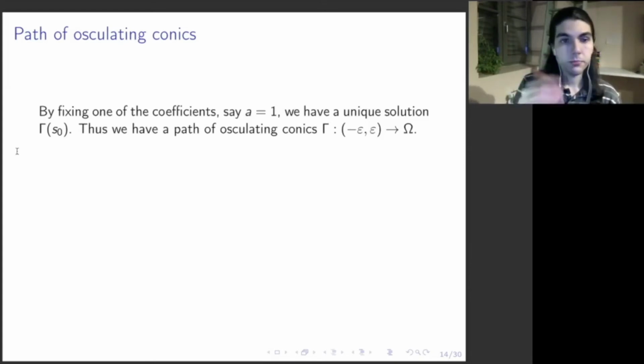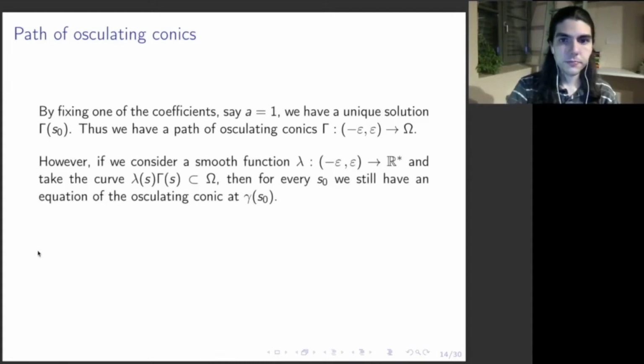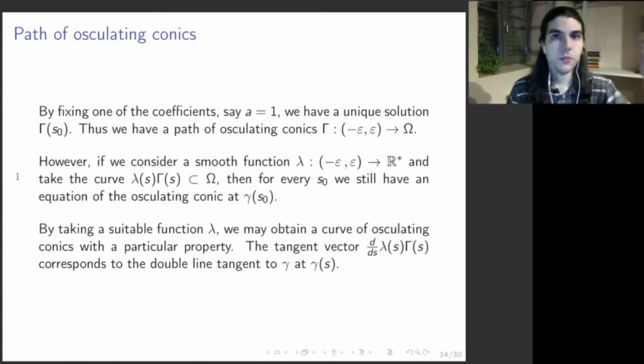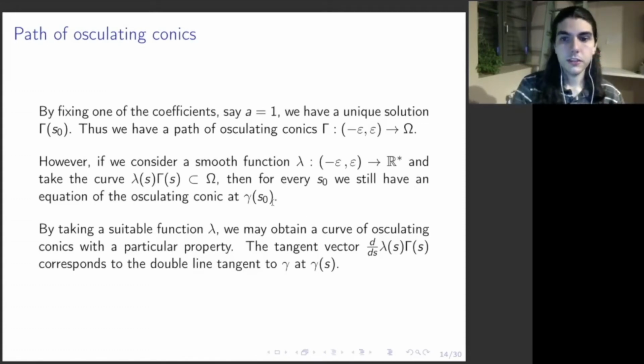And if we do this for every value of s, we have a path of osculating conics in this space of conics in omega. However, as we stated, if we consider a smooth function lambda, which never vanishes, and we take the curve lambda times gamma, if we multiply by a scalar, then we'll have a new path of osculating conics, which still describes exactly the same osculating conics at each point, but with a different implicit equation. And by taking a suitable function lambda, we'll manage to find a particular way to parameterize this path of osculating conics with a really important property, which is that the tangent vector of this path corresponds to the double tangent line, the double line which is tangent to gamma at gamma of s.